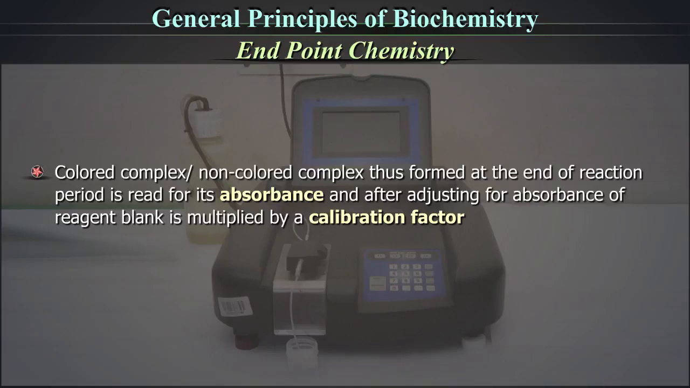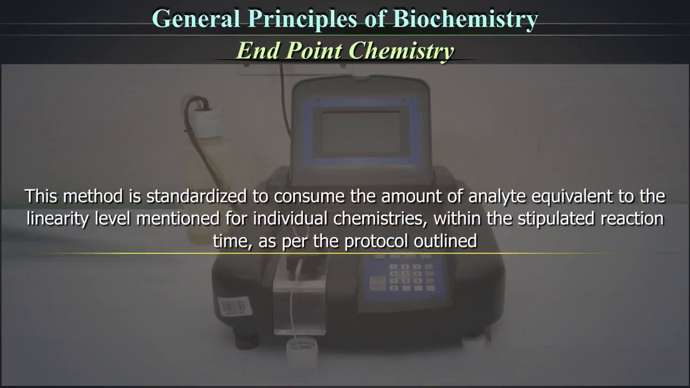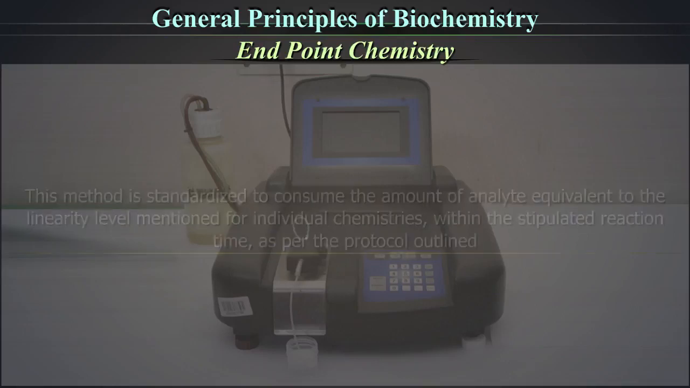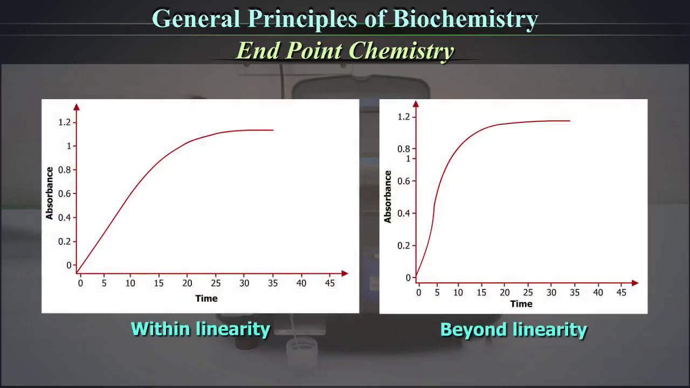The colored or non-colored complex formed at the end of the reaction period is read for its absorbance and multiplied by a calibration factor to get the value of the analyte in that sample. This method is standardized to consume the amount of analyte equivalent to the linearity level mentioned for individual chemistries within the stipulated reaction time. If the analyte value is beyond the linearity, then the graph will not be linear and the test is repeated with dilution as per the protocol outlined. We will discuss this again later.